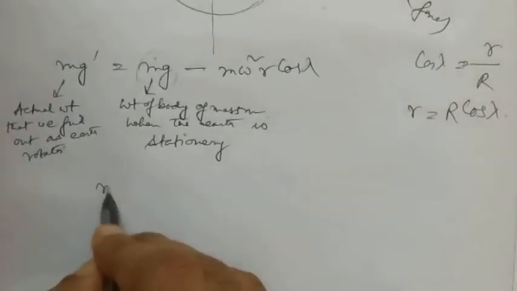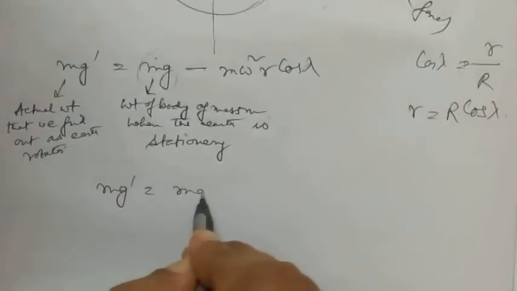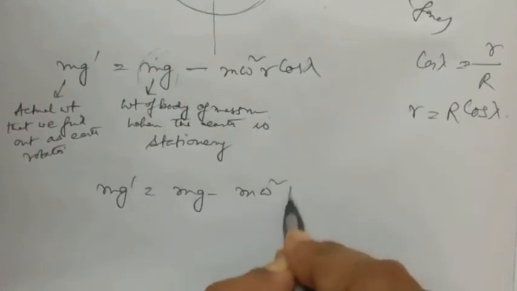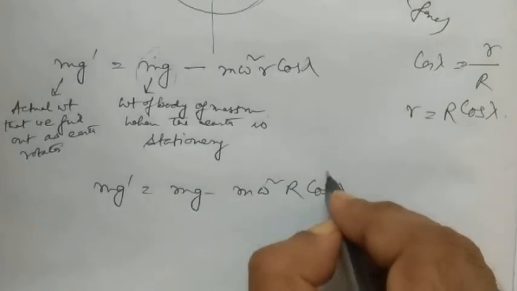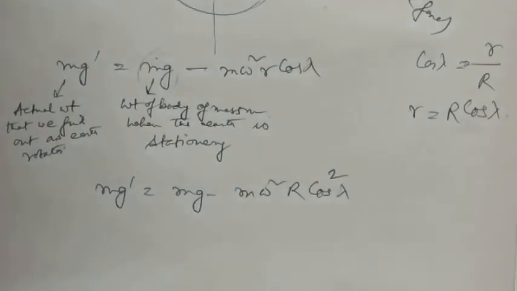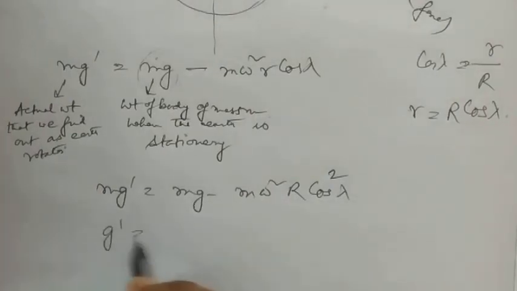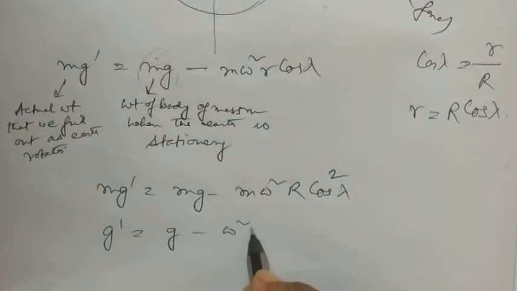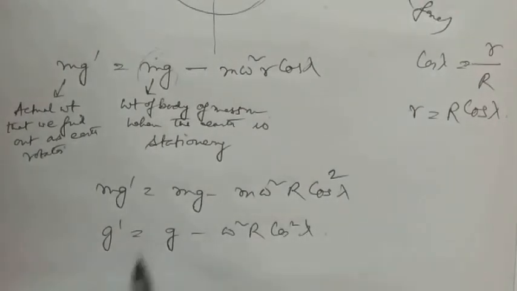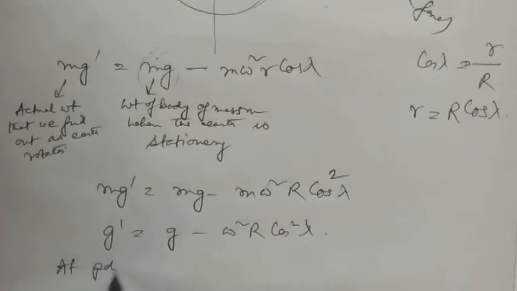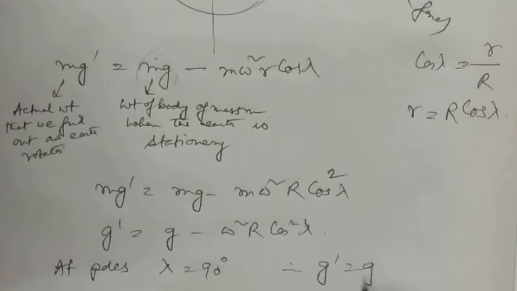So we get the expression mg dash is equal to mg minus m omega square R cos lambda times cos lambda, and already cos lambda exists here, so both together will become cos square lambda. So eliminating m from both sides, we get g dash is equal to g minus omega square R cos square lambda. Now at the poles, lambda is equal to 90 degrees, therefore g dash is equal to g.